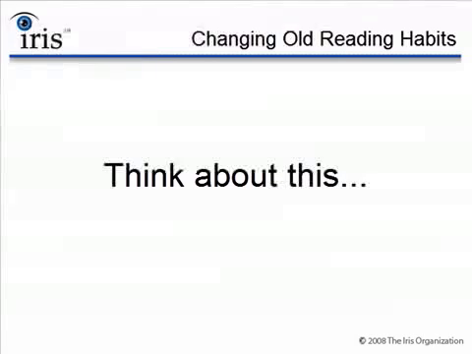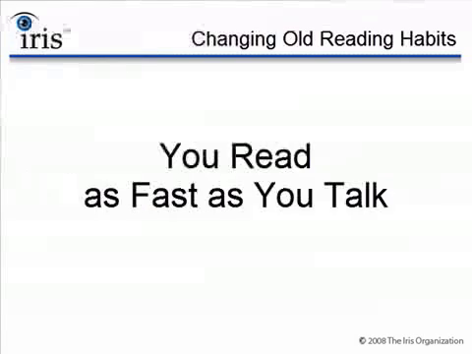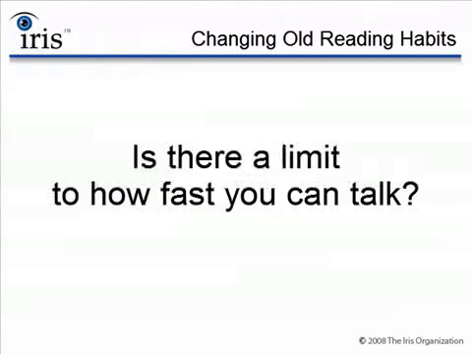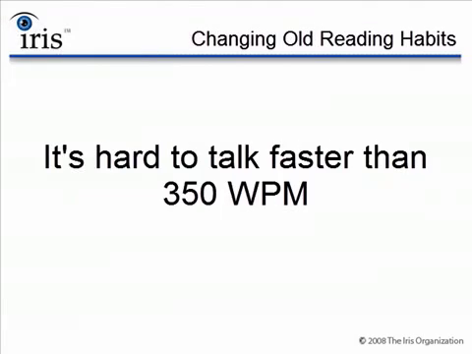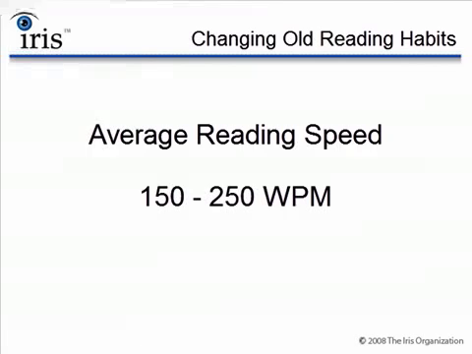Now think about this for a second. If you're saying each and every single word in your head as you're reading, doesn't that mean you can only read as fast as you talk? Is there a limit to how fast you can talk? Absolutely. Most people can't talk beyond the range of 350 words per minute. Now you may remember in an earlier lesson, we examined how fast the average person reads, and the average person reads 150 to 250 words per minute.